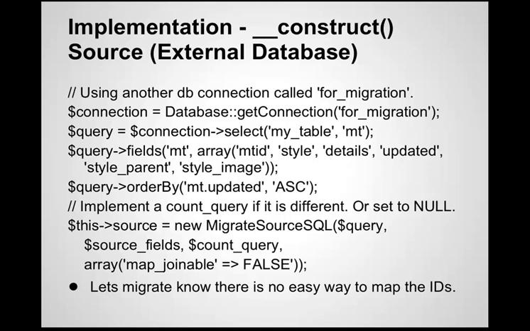Yes. Just to reiterate what you just said about the external database: you set up your database in the settings.php, and then you can just call that in your database get connection for migrate. And then because it's an external database, you prevent it from doing some extra work and trying to join it, so you set map joinable to false. Yes, exactly. It's a bit of a mouthful.